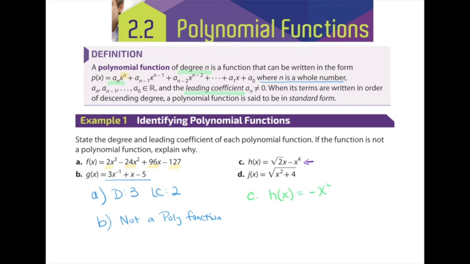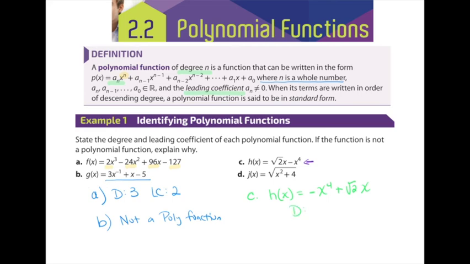So negative x to the 4th plus the square root of 2x, all right? Now, had that square root been on the x, which we're about to see, we would have an issue because that would have been a 1/2 exponent. But it's not, it's in front of it. So now it is in standard form and I can answer the two questions.